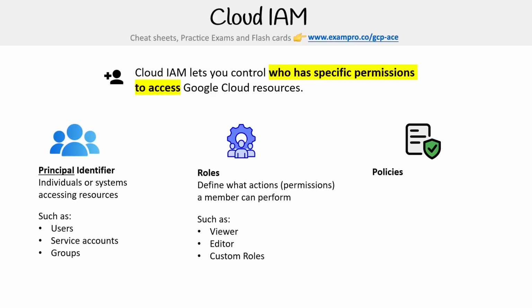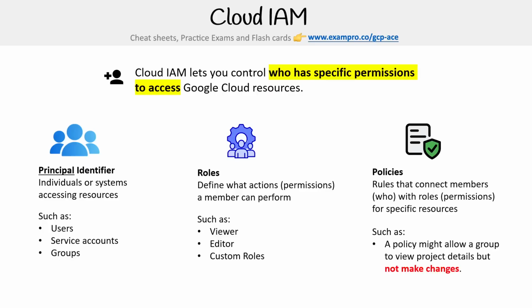Then within roles, you actually have your policy. So these are the rules that connect members for who with the roles with permissions for specific resources. So this could be a policy that might allow a group to view project details but not make changes. But anyway, this is an overview, and then we will jump deeper into this, okay?